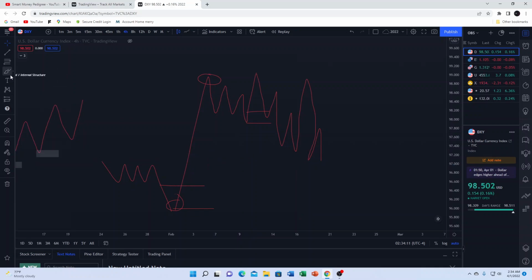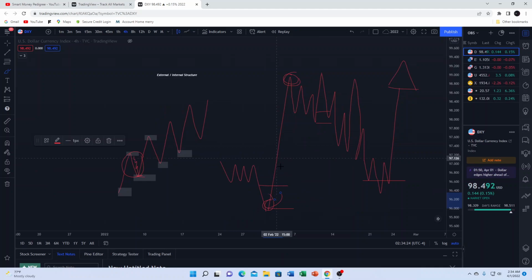But what does price do as soon as we get back down towards the lows? We get that similar stop hunt pattern, and then price continues its bull trend, because overall we understand that we were in a bull trend. And that's understanding your external structure from your internal structure and not getting confused with either of the two.